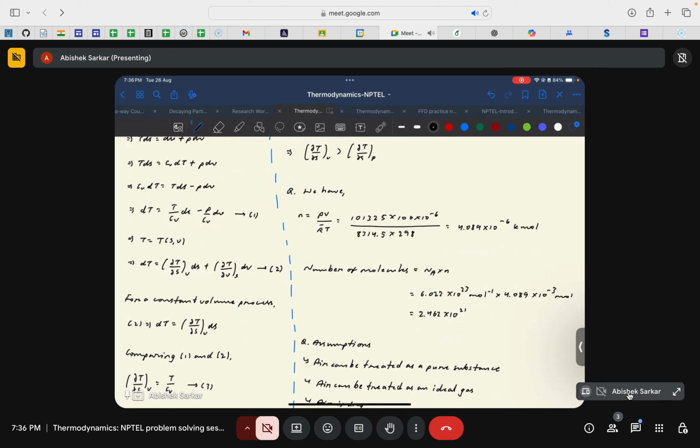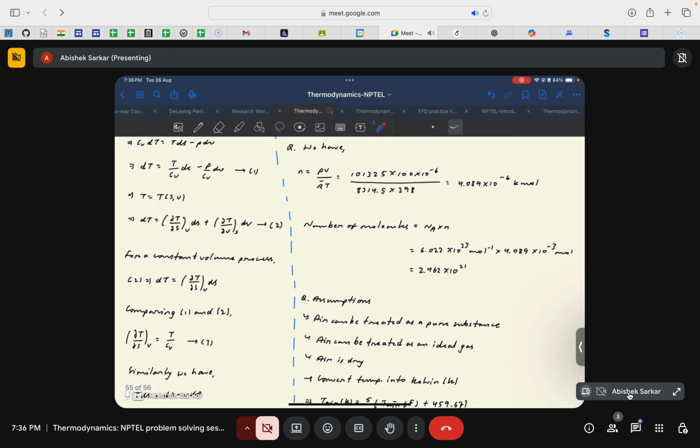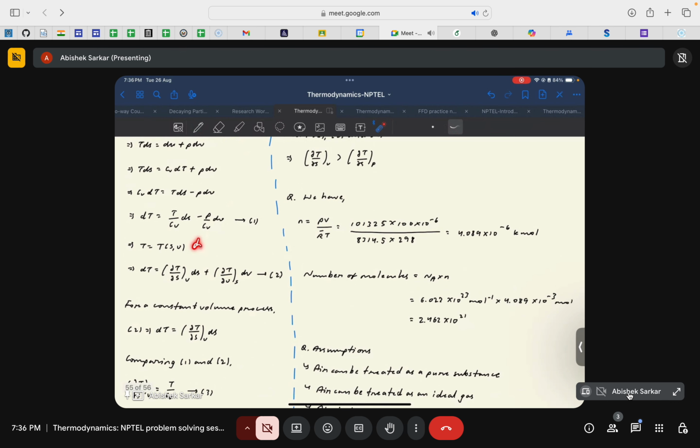So dT would be equal to dou T by dou S ds plus dou T by dou V times dV. It's a very fundamental definition of the differential, the complete differential represented in terms of partial differentials. Or I can just use something like dz is equal to dou z by dou x dx plus dou z by dou y dy, where z is a function of x and y. So this is the identity I've used here.